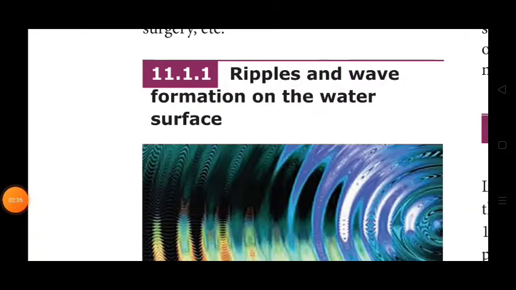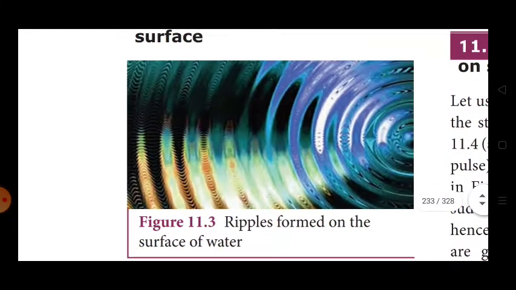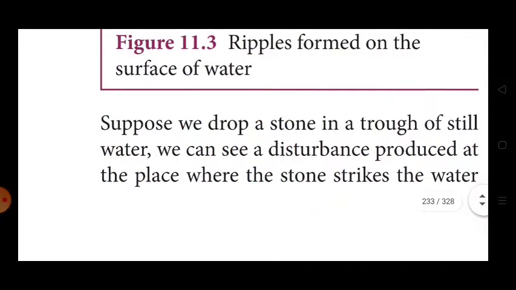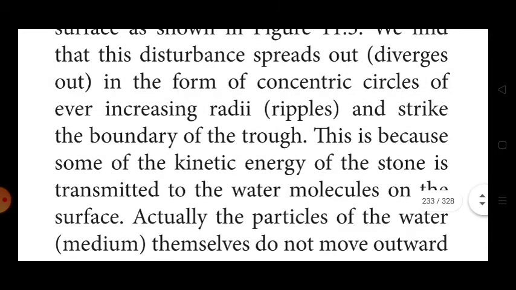Ripple wave formation on a water surface. Students, you can see the ripples formed due to disturbance of still water by a particle. Suppose we drop a stone in a trough of still water, we can see the disturbance produced at the place where the stone strikes the water. We find that this disturbance spreads out, diverging in the form of concentric circles of ever increasing radii, that is ripples, and strikes the boundary of the trough.